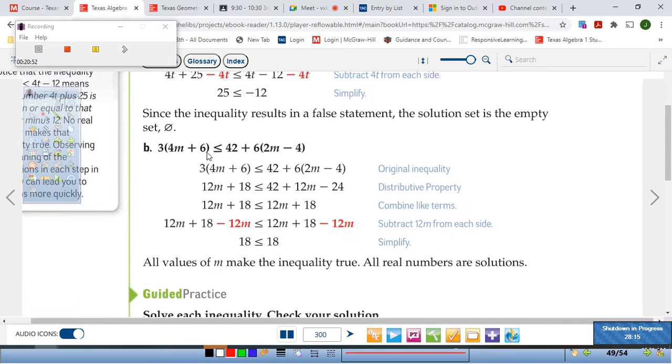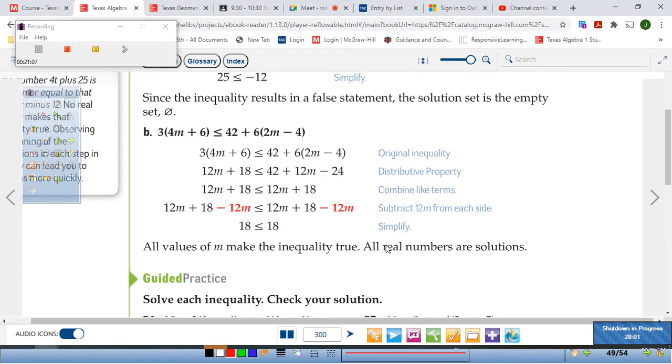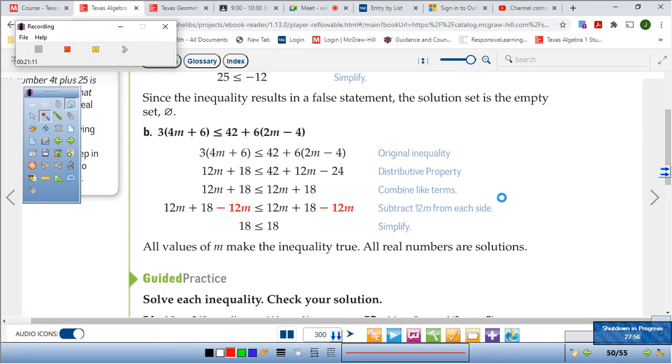You have to trust yourself in your math here. Distribute here, collect like terms. Now I got this statement here. And 18 is not less than 18, but it is equal to it. So that's true. It's true, and it's going to be true forever. Slash, what does that mean? It's going to be all numbers. All real numbers, right?